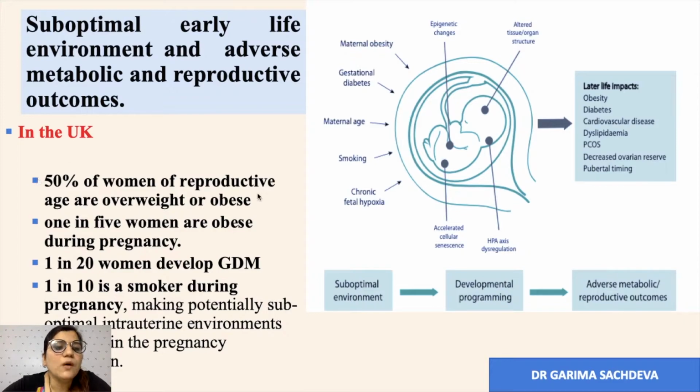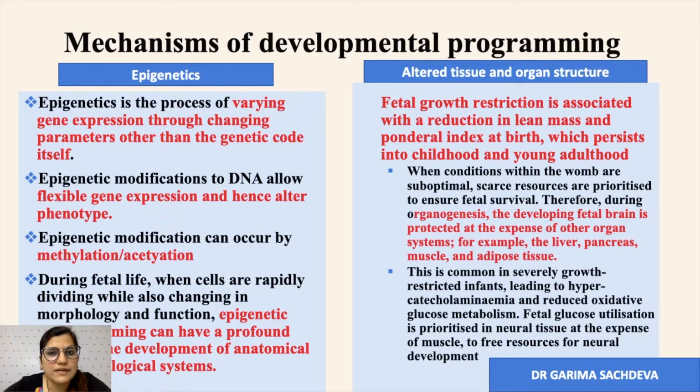In the UK, all these complications are increasing. It has been seen that 50% of women of reproductive age are overweight or obese. 1 in 5 women are obese during pregnancy. 1 in 20 women develop gestational diabetes mellitus. 1 in 10 are smokers during pregnancy, potentially making suboptimal intrauterine environments.